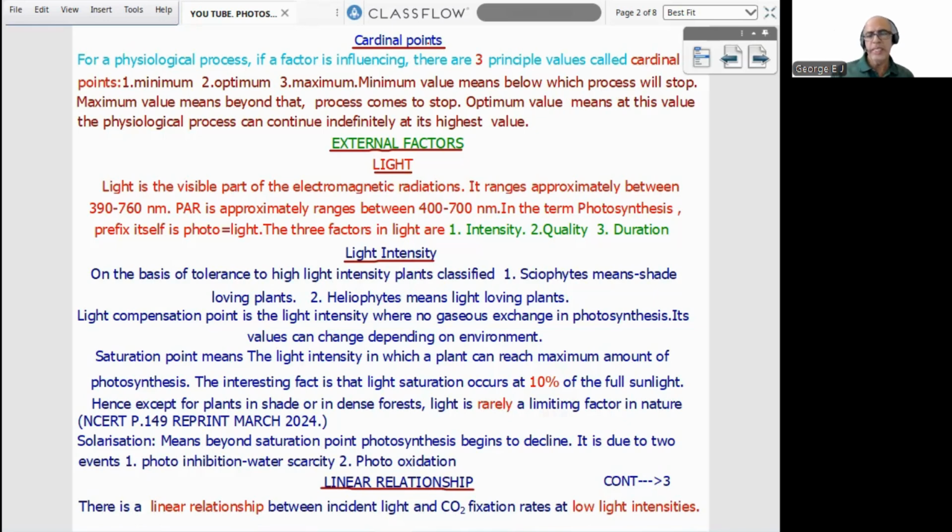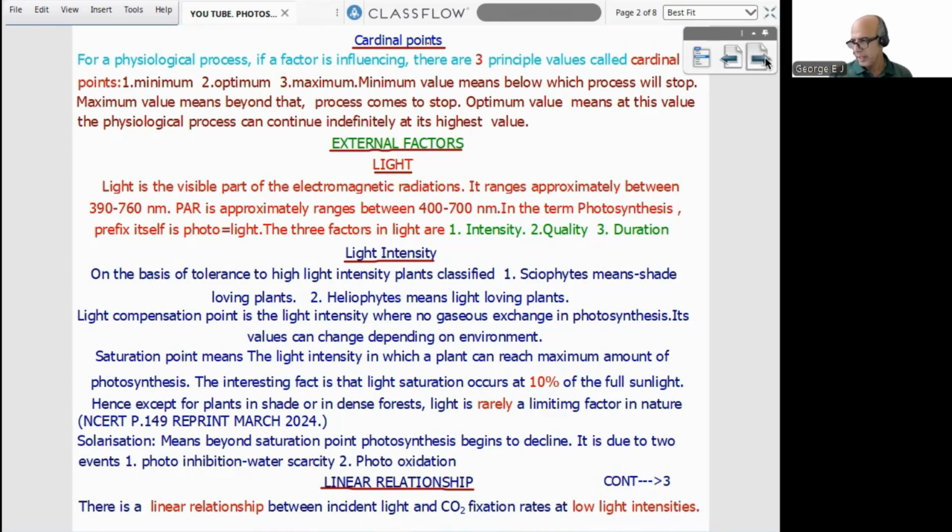Now light intensity is getting over. Next term is linear relationship. What is meant by linear relationship? That means if one is increased, correspondingly the other will also increase. That way the term goes. So there is a linear relationship between incident light and carbon dioxide fixation rate at low light intensity. As light gradually increases, rate will increase.